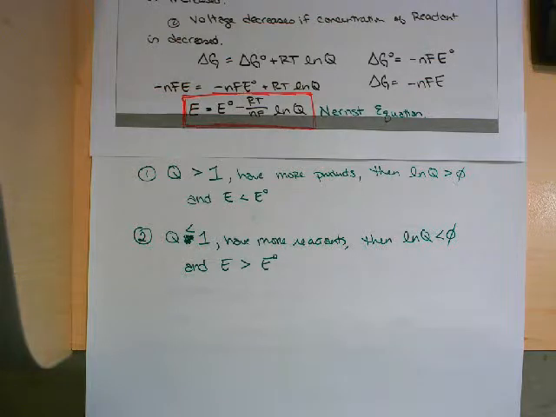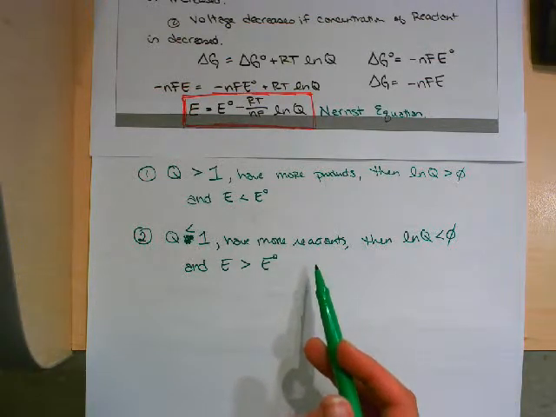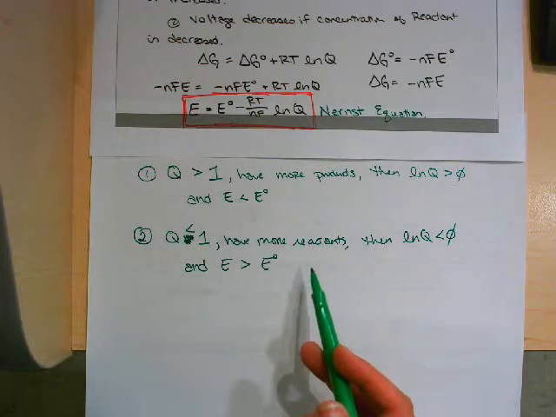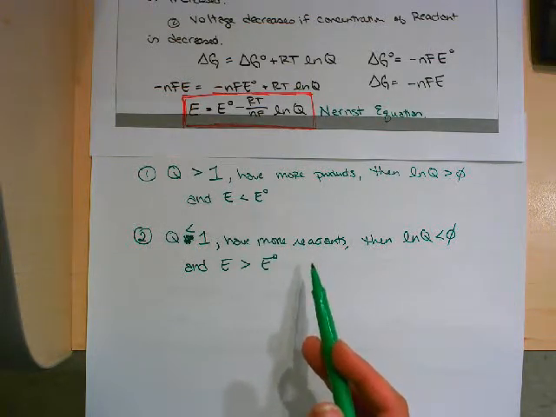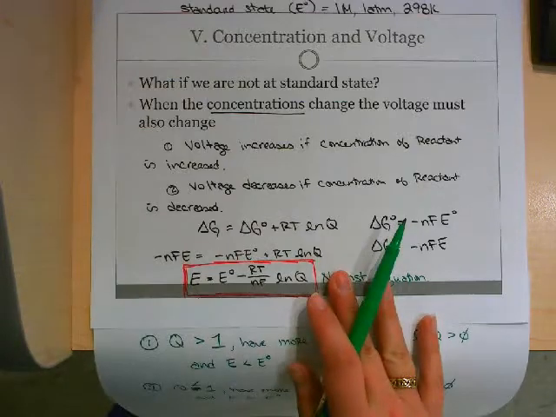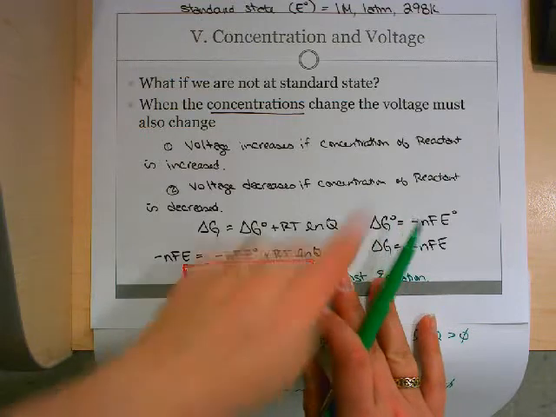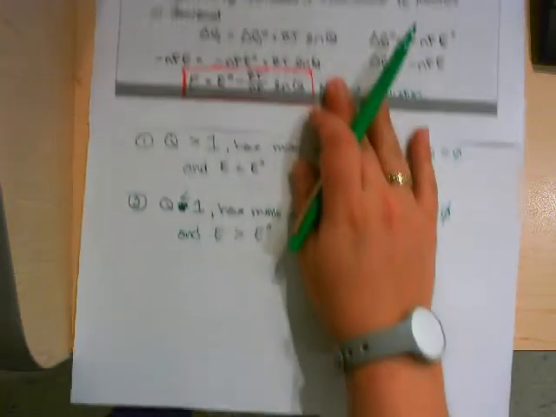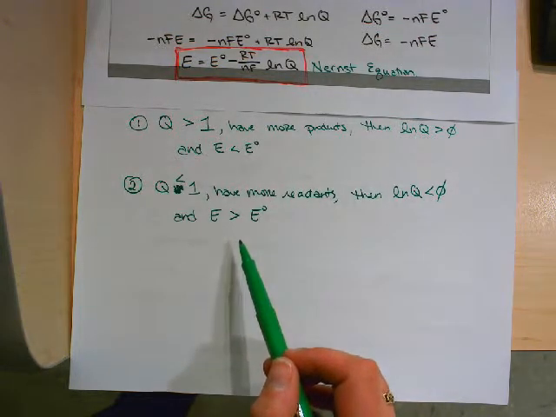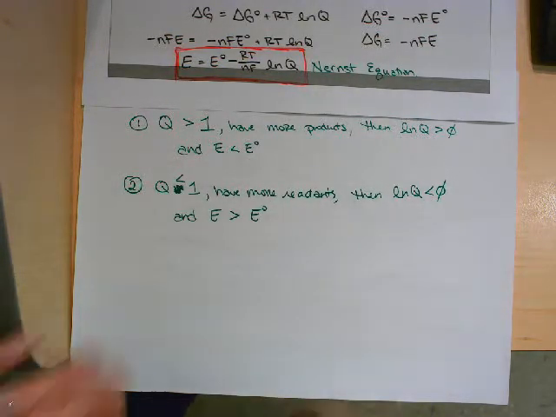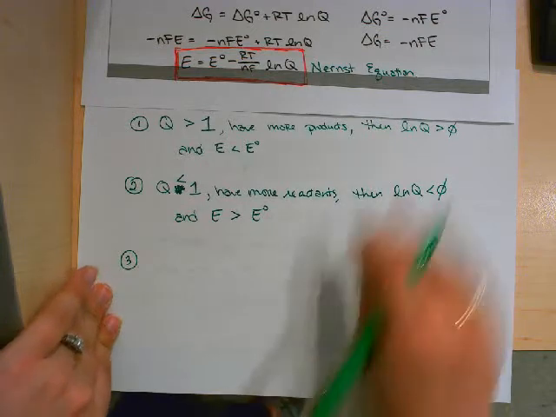Which should make sense, right? If I have a lot more reactants, which way is the reaction going to go? To products. If it's going towards products, am I going to have more or less voltage? If I have lots of reactants, I'm going to have more voltage. So I would expect the voltage I got is even better than what I could have had. Alright, we'll do some practice problems, that'll make sense.